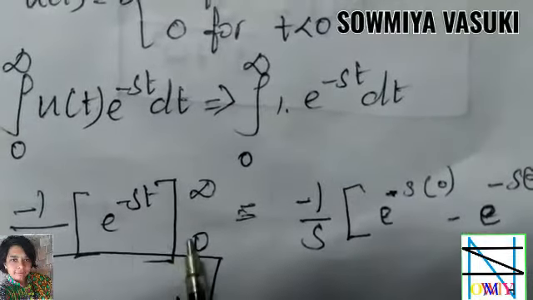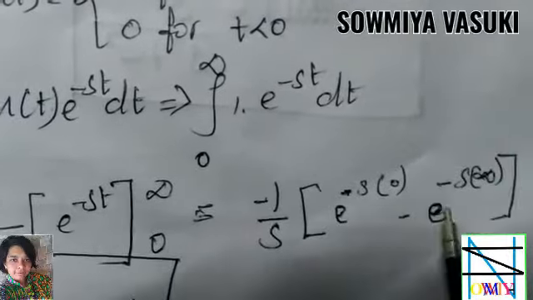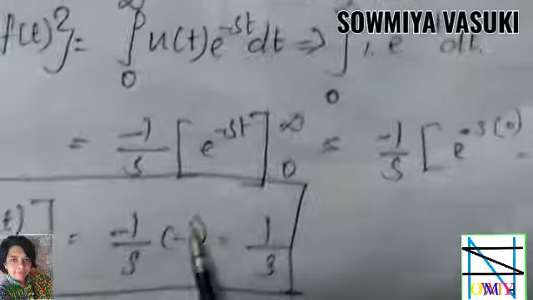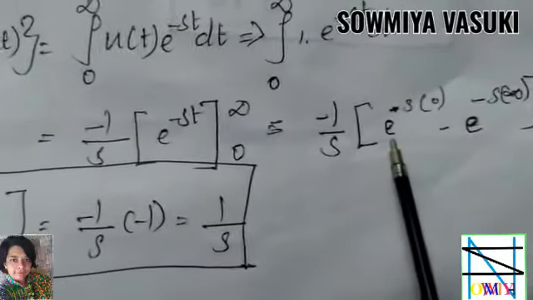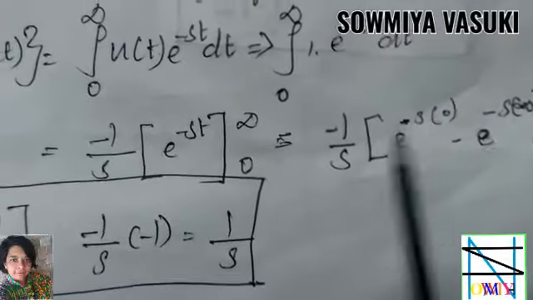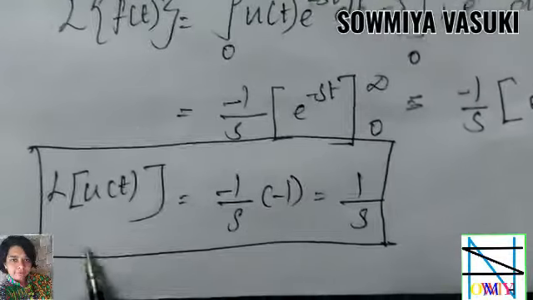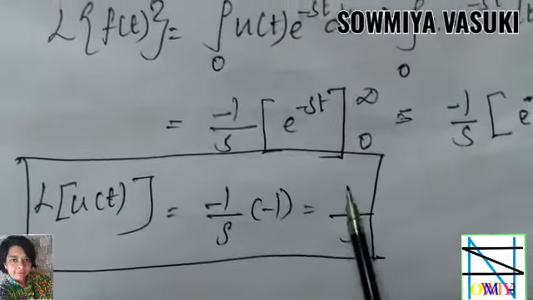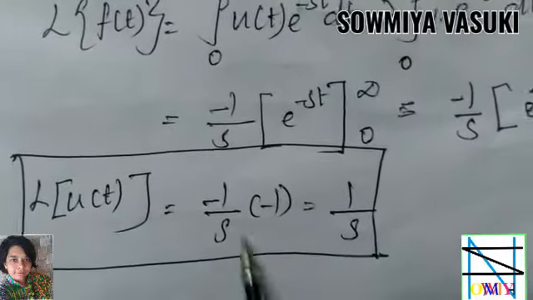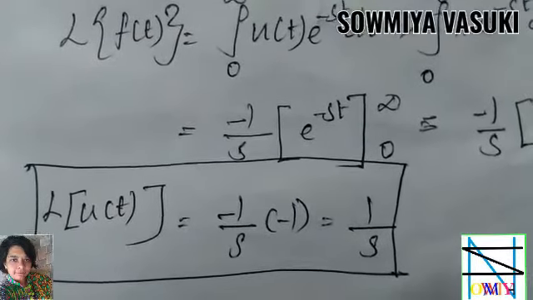First applying the limit t tends to 0, and then replacing t by infinity. So e power 0 is 1, e power minus infinity is 0. So minus 1 by s into minus 1 is equal to 1 by s. So L of u of t is equal to 1 by s. This is the unit step function.